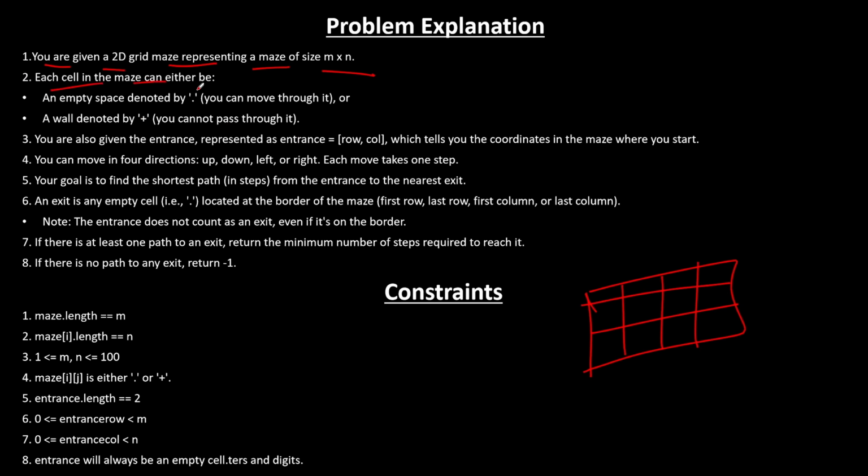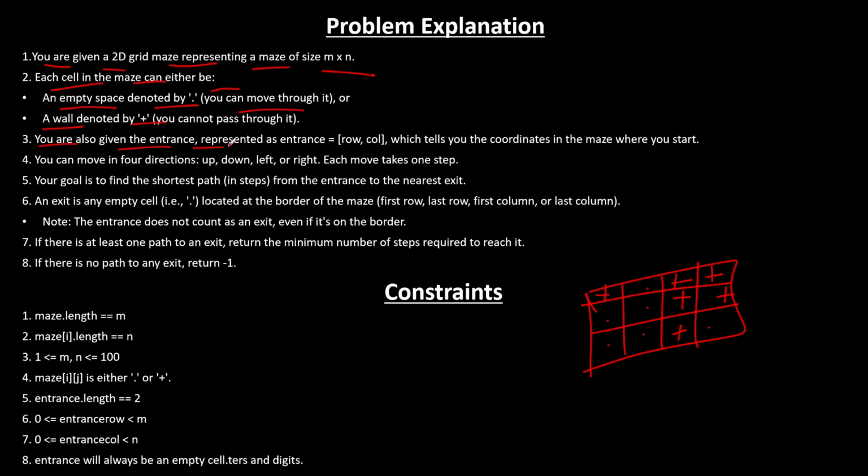Each cell in the maze can either be an empty space denoted by a dot, which means you can move through it, or a wall denoted by a plus. You cannot pass through it. So pluses are basically the blockers and dots are basically the way to move around. So basically the grid is of this kind.